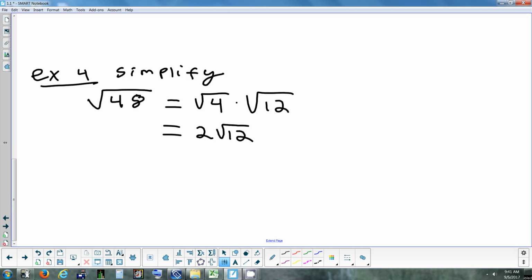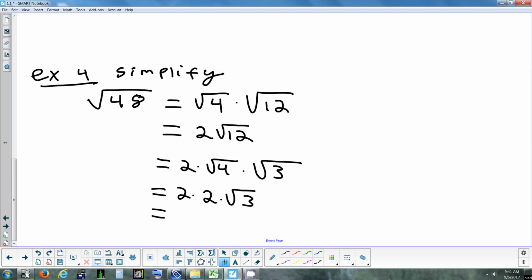Any thoughts on leaving your answer like that? 2 square roots of 12. It could probably be broken down more. It can be broken down more. How can you break down 12? You could do 6 and 2, or if you're going to do a factor tree, or someone else said 4 and 3. Yep. And then you get square root of 4 is 2 again. And what would you end up with? 4 square roots of 3.